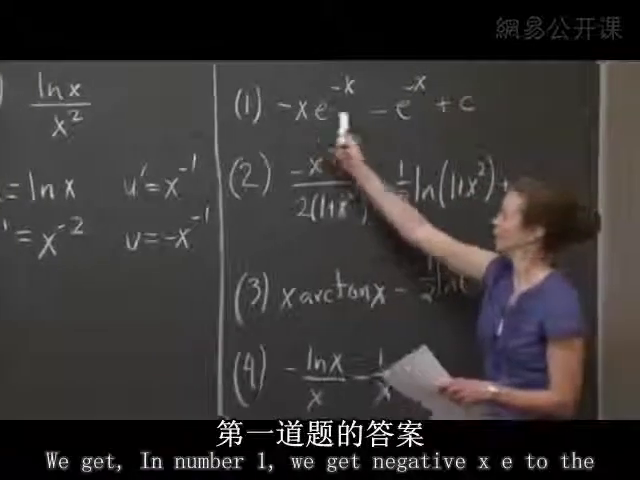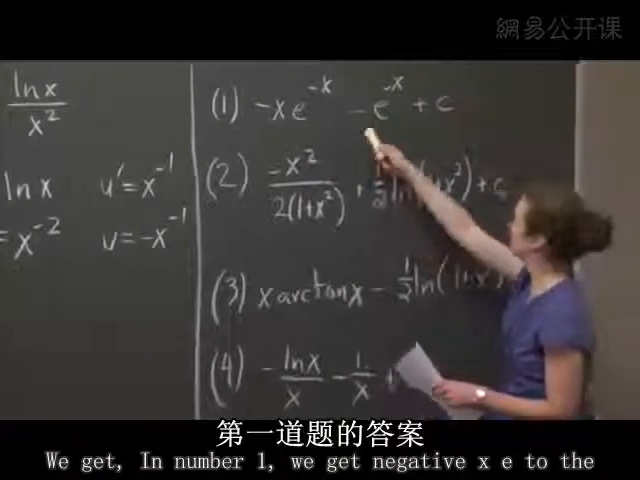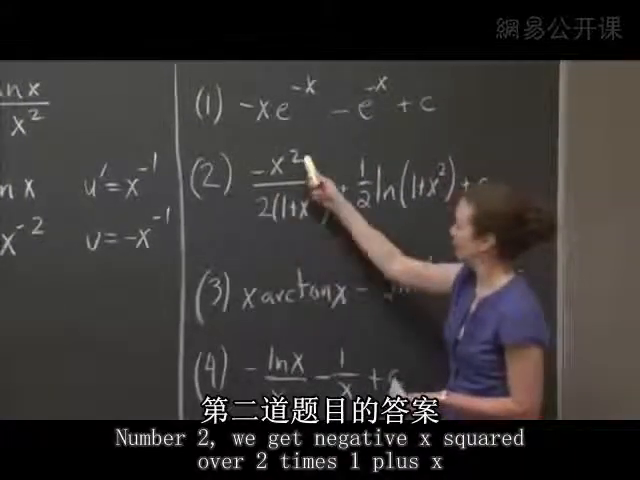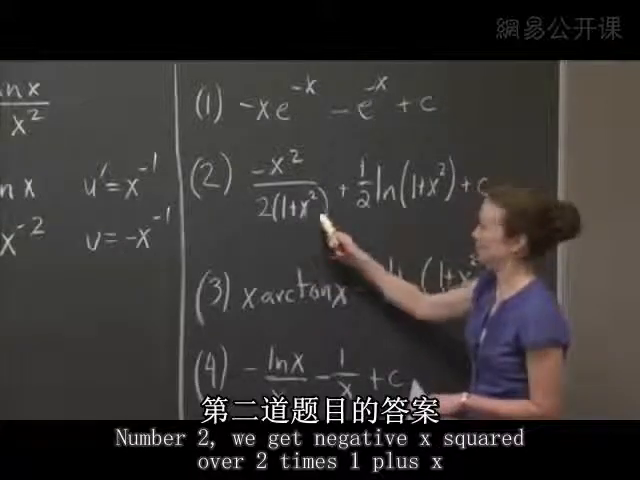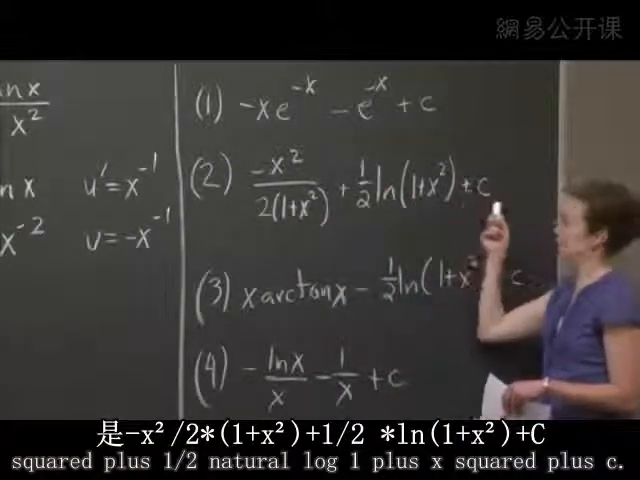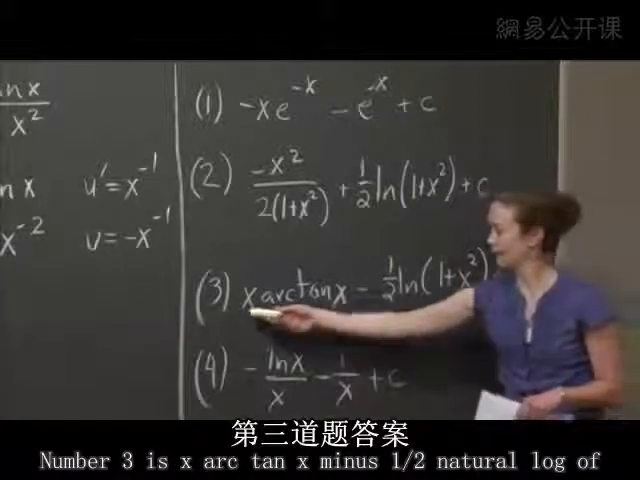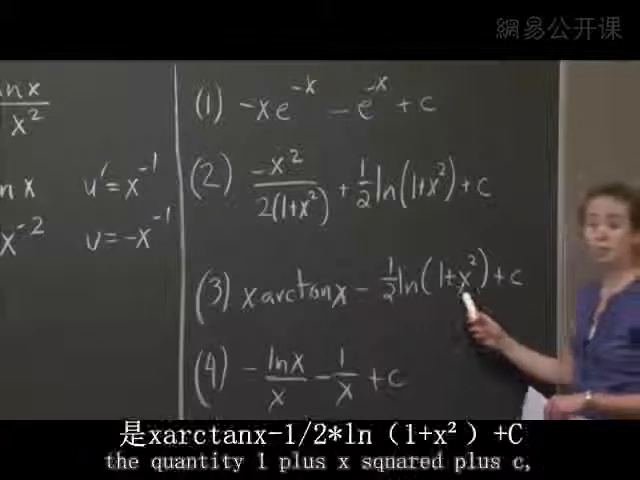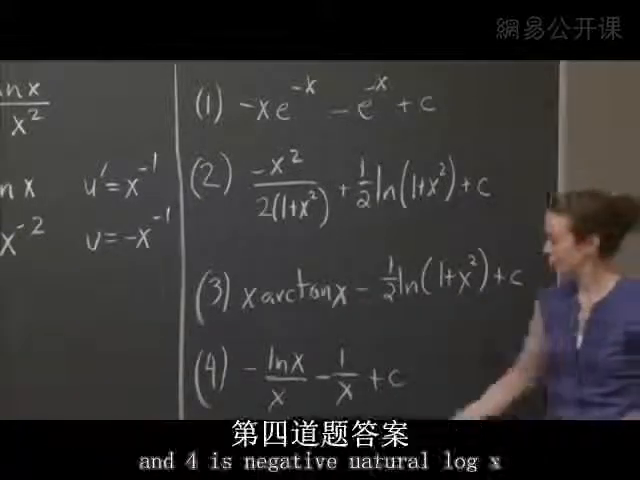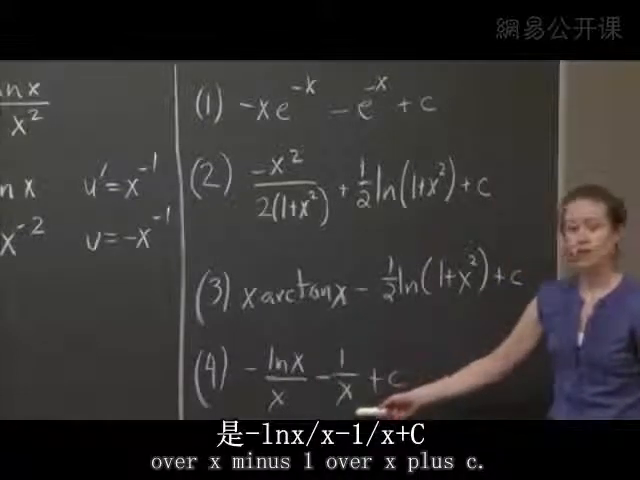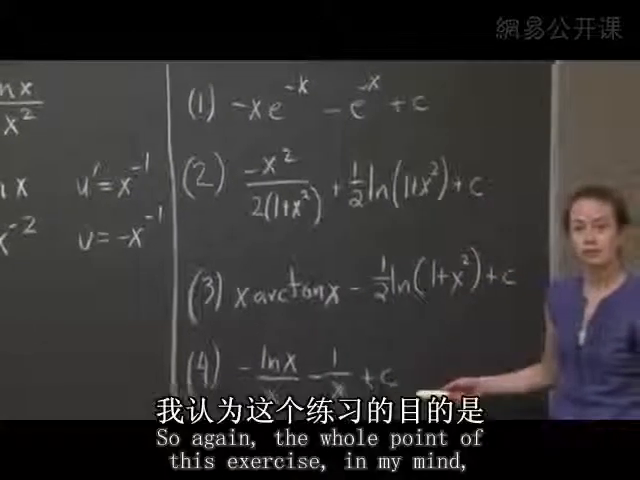In number 1, we get negative x e to the minus x, minus e to the minus x plus c. Number 2, we get negative x squared over 2 times 1 plus x squared, plus 1/2 natural log 1 plus x squared, plus c. 3 is x arctan x, minus 1/2 natural log of the quantity 1 plus x squared, plus c. And 4 is negative natural log x over x, minus 1 over x, plus c.